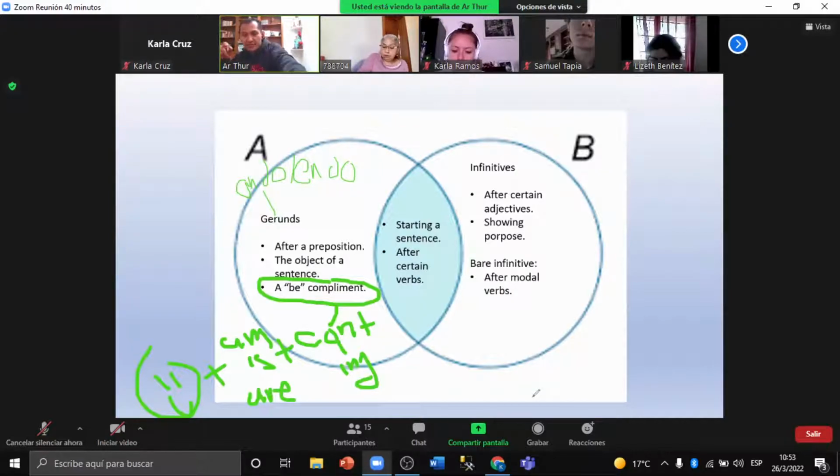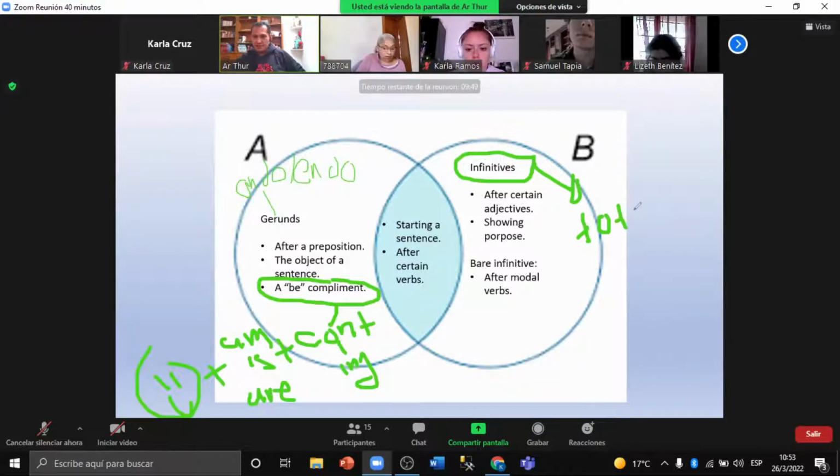You use continuous tenses with ing forms. No? So look at this. What happened with the infinitives is, as you said, the preposition to and the simple form of the verb.